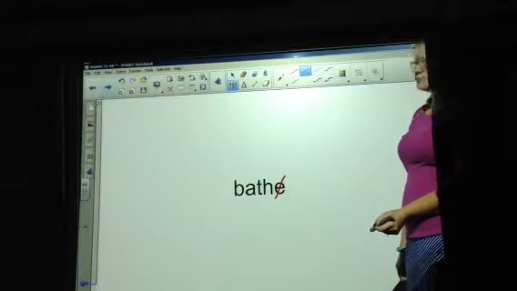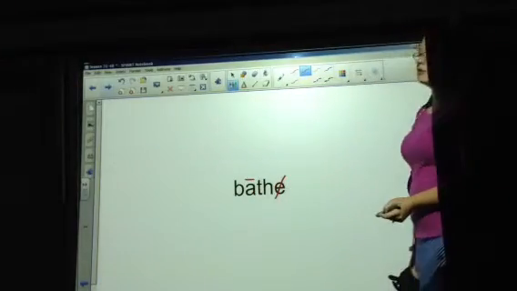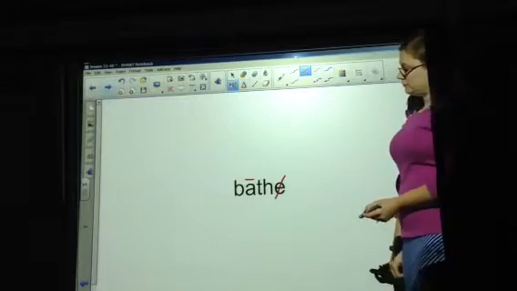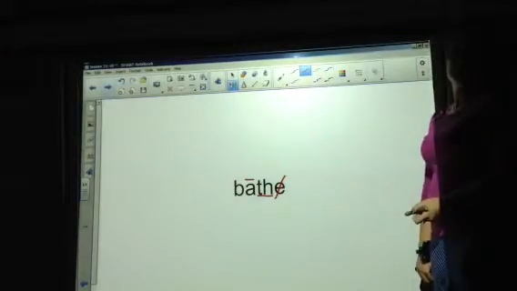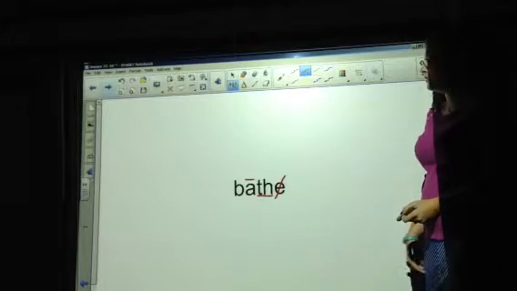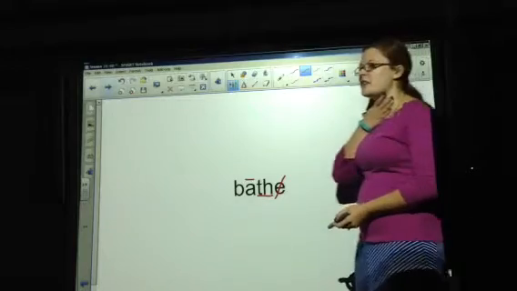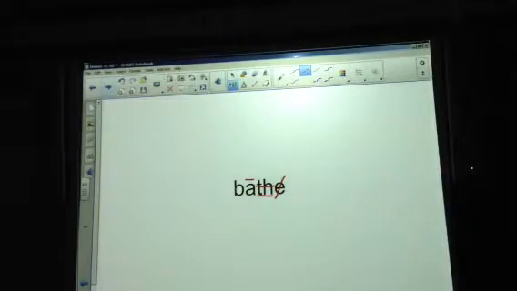Make a macron on the A. Going to put a macron on the A since it's long. And then you underline the digraph, T-H. And then it's voiced, so you put a line on it. Very good. Bathe. So we're going to put a line through there to show us that it's voiced. Good job. Thank you.